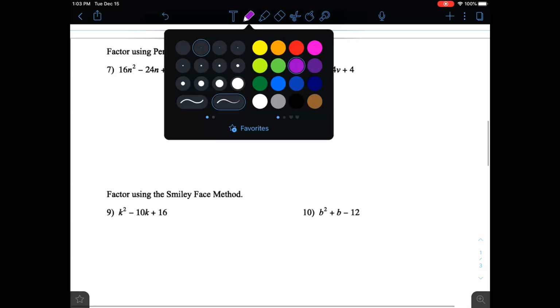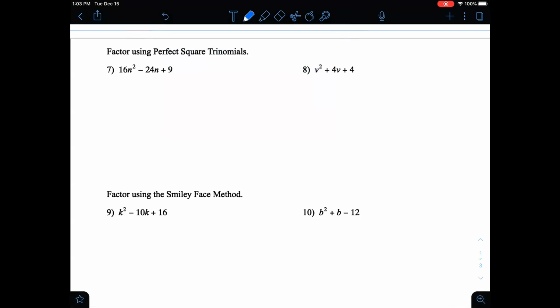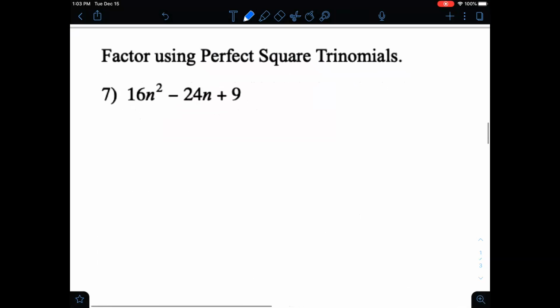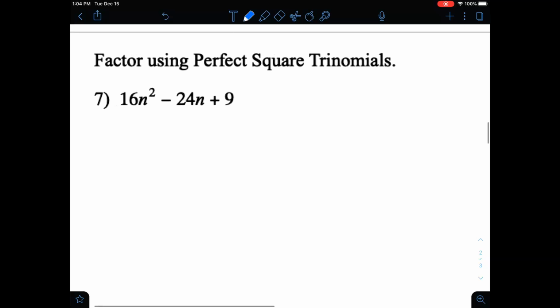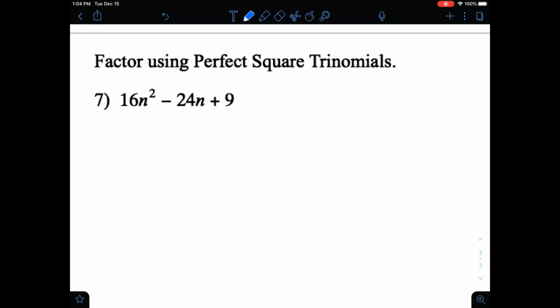Okay, perfect square trinomials. So we have 16n squared minus 24n plus 9. The way this works, it's going to be two perfect squares in the first term and the last term, and then the middle term is going to be double those two square roots multiplied together. Okay. So what's the square root of 16n squared? Well, that's going to be 4n. What's the square root of 9? That's going to be 3. So that's good so far. Those are both perfect squares.